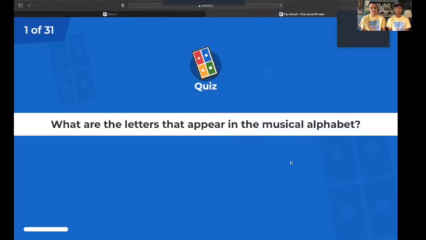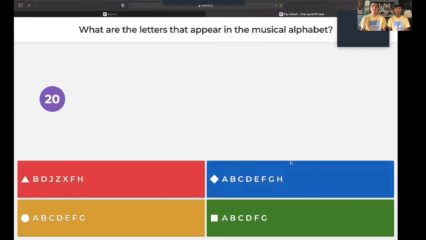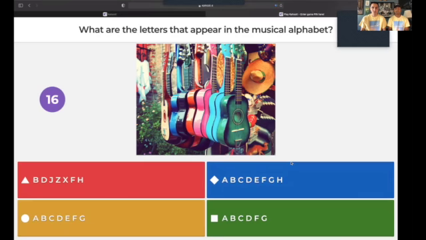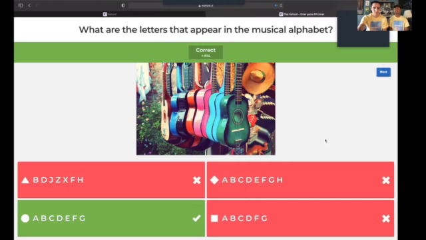So the first question is, what are the letters that appear in the musical alphabet? Is it B, D, J, Z, X, F, A; A, B, C, D, E, F, G, H; A, B, C, D, E, F, G; or A, B, C, D, F, G? Take a second, think about it. The right answer is A, B, C, D, E, F, G. Remember, it is the first 7 letters of the Western alphabet, the English alphabet that is used in Western music.